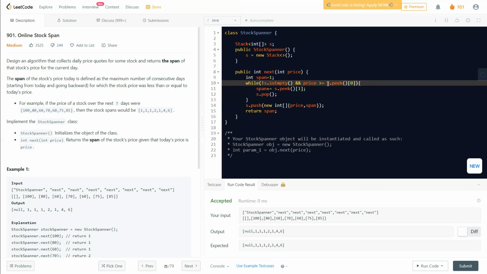If our current price is greater than or equal to our previous price that is at our stack top, that means our previous price is less than or equal to today's price, right? So if that's the condition, then we simply take whatever span was associated with it, add it to our current span, and then pop that element. Fine. So that's what we do, and then as usual we push our new span with today's price and return the span. So that's the value we are supposed to return over here. Fine. So that's how it works.